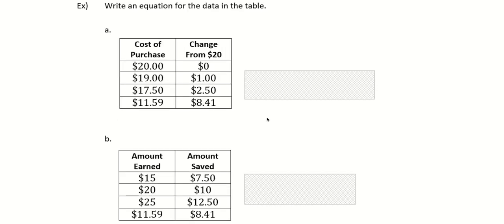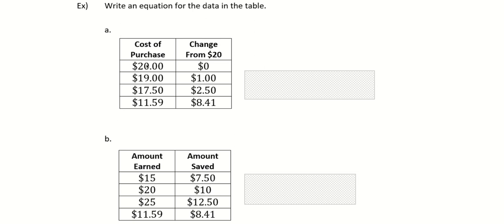Okay. A few more examples. Write an equation for the data in the table. So let's see. If we have a $20 purchase, $19 purchase. So this is a table that kind of describes the relationship between the cost of whatever you're buying and the change you would get if you were paying with a $20 bill.